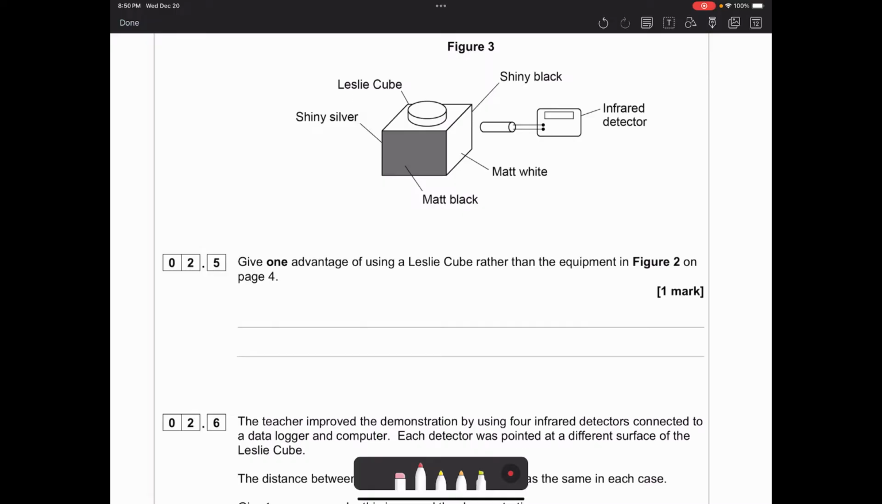Well, if we're using a Leslie cube that we then fill up with water, we know that the water is always going to be exactly the same. We don't need to worry about the starting temperature because we're using the same water each time. So I would be going, an advantage is that all the surfaces are exposed to the same temperature of water as it is the same water that's in there on each surface. Yeah, and I would say that's your key advantage.